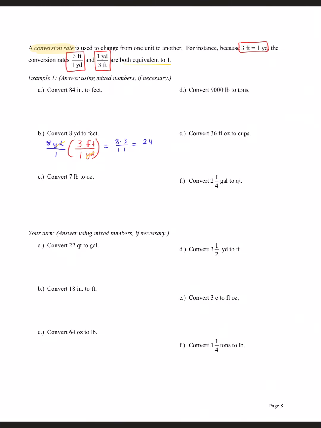1 times 1 is 1. 24 divided by 1 is 24. So then we have 24, and then we bring over our unit of feet. So if you have 8 yards, that's the same as 24 feet.